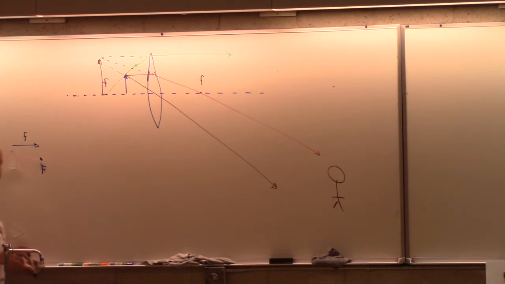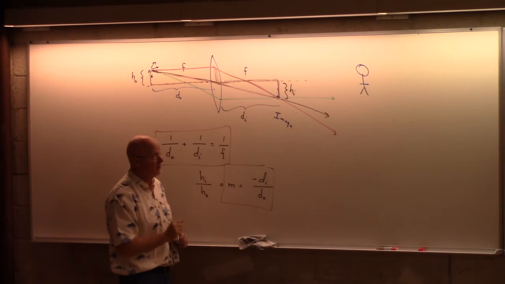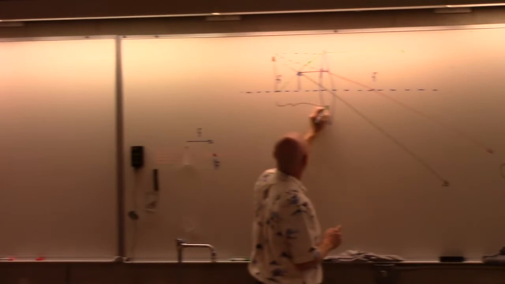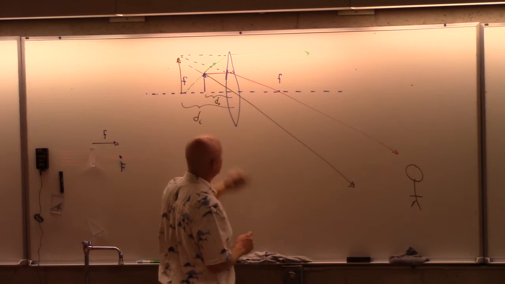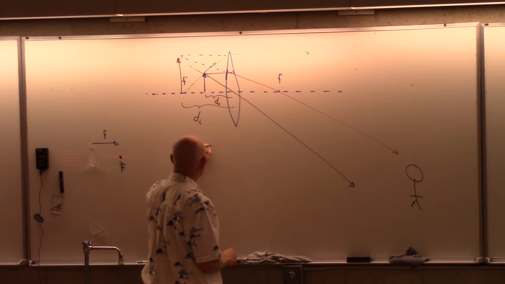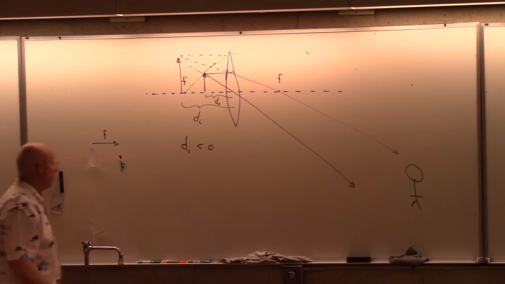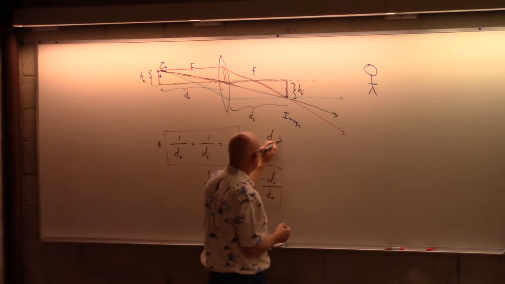Both of these equations still work, except, and hopefully you can see it in the picture, mathematically, our image distance will be a negative number. And so let me point out, when the image distance is less than zero, we're talking about a situation like this. We're talking about a situation where the light didn't really go. Over here, we're talking about an image distance that is greater than zero.